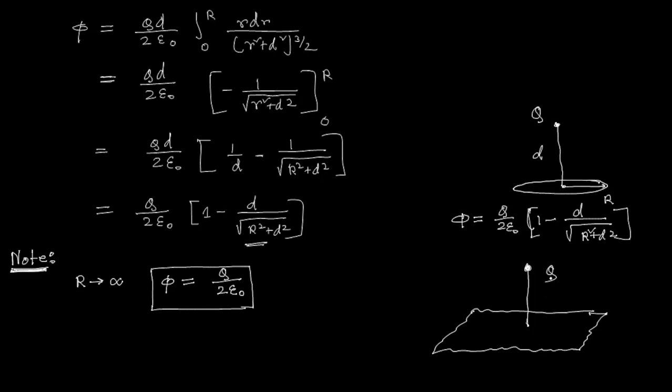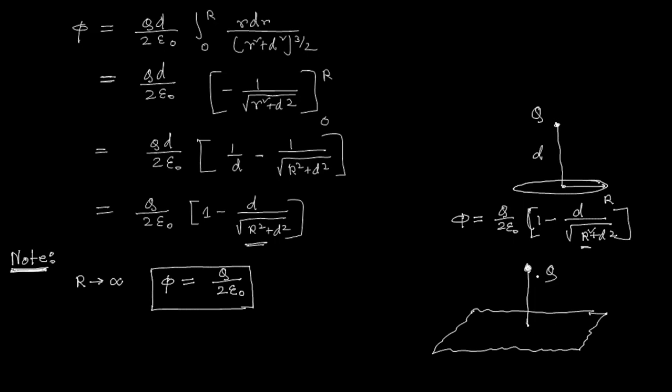In this case, if we place a charge q in front of an infinite plane, what you have to do is put r tends to infinity. When you put r equals infinity, this term will give you 0 and you get q by 2 epsilon naught. So that will be the flux through this plane.